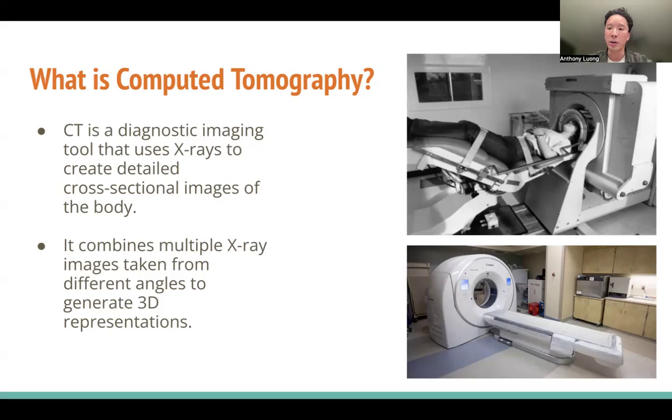As you see over here on our right-hand side, there's a photo that I'm moving my cursor around. That is the first introduction of a CT scanner. And on the bottom of that photo is the more modern CT scanner, what you're more used to seeing out in the medical field.